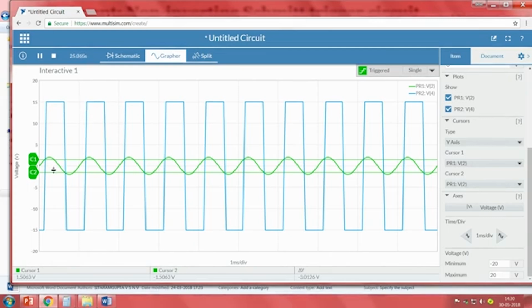Now, observe that the input is decreasing, sorry, this should be 1.5, yeah, this is 1.5. Now, when you observe, whenever the input is lower than cursor 2, which is minus 1.5, the lower threshold value, then the output moves towards minus VCC. So, everywhere it is happening in the same way.